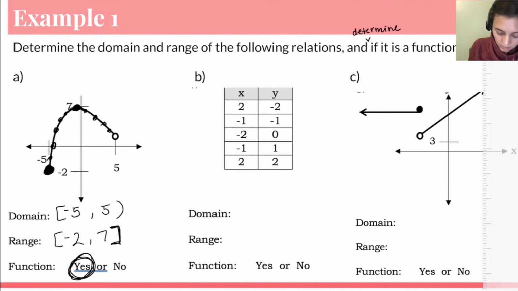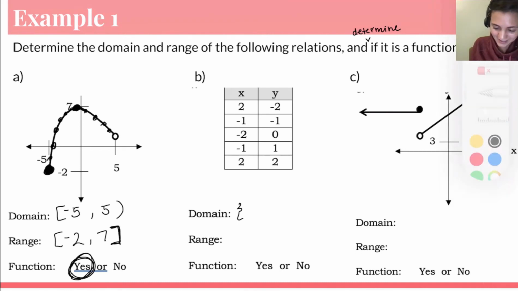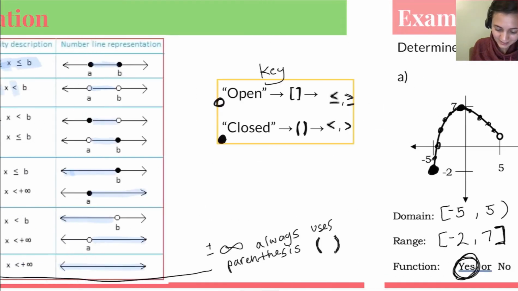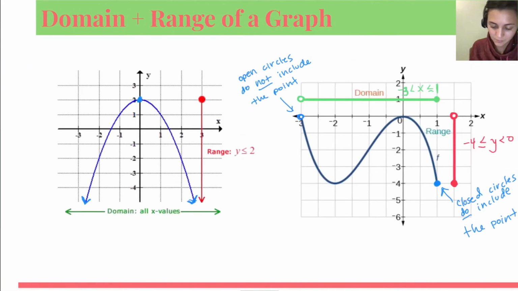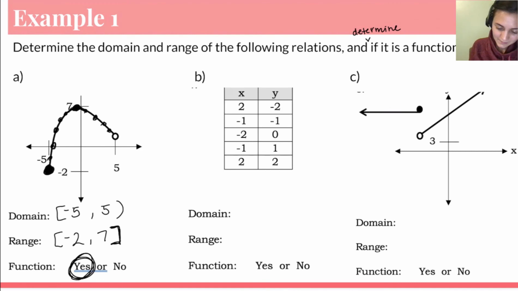Domain from a table. This is where we're going to use the notation like we did on the first page for the domain and range, where we just list the points. So the domain are the x values. So I have 2, -1, -2, and then another -1 and another 2. So I don't have to write them down again because they repeat.